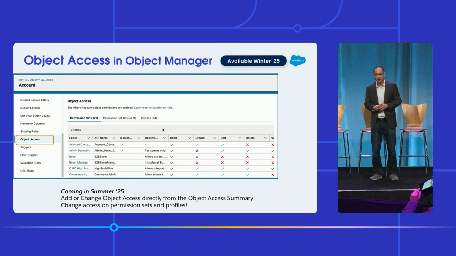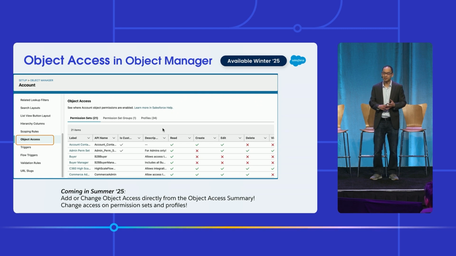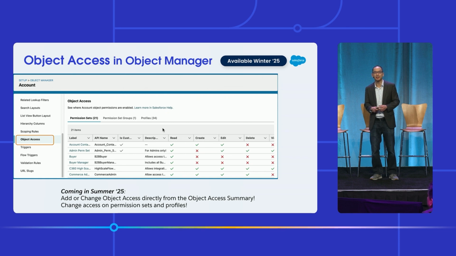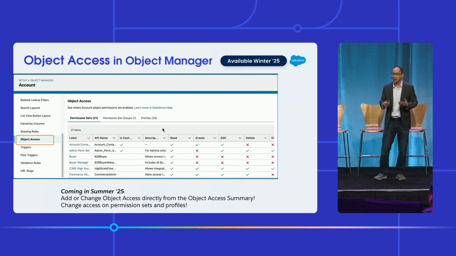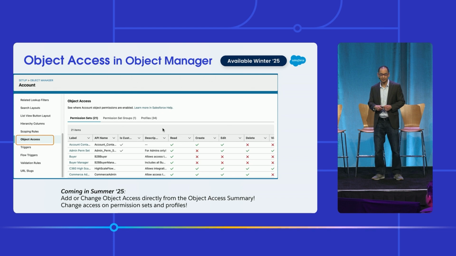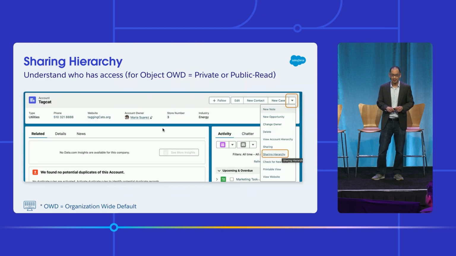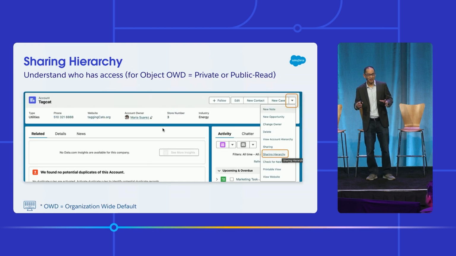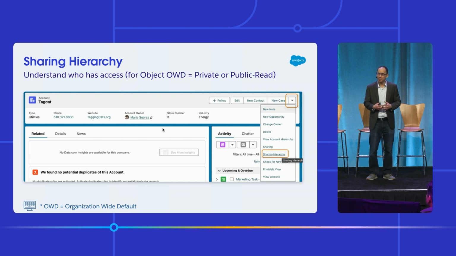Another favorite of mine, if you haven't seen, is object access within the object manager. So this is one place where you can see permission sets, permission set groups, and profiles giving the access for a specific object. And what's cool about this is coming in summer, you'll be able to edit. Now, this one I think is a good one, but many people tell me, what? I didn't even know about that. So that's why I'm sharing this.